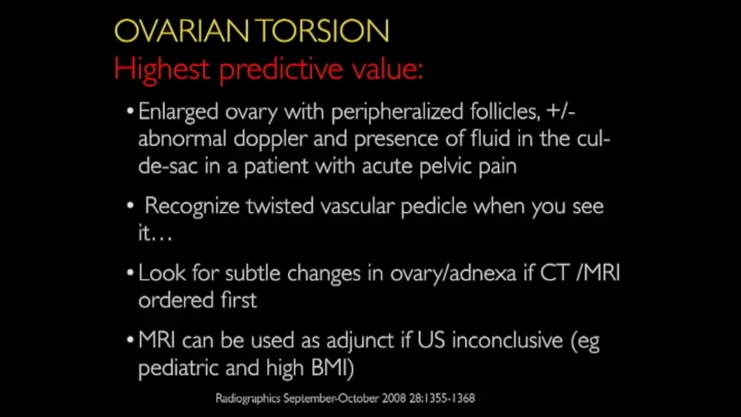So really, with the ovarian torsion, highest predictive value is enlarged ovary with peripheralized follicles. There could be plus minus abnormal Doppler and presence of fluid in the cul-de-sac in a patient with acute pelvic pain. Recognize with twisted vascular pedicle when you see it, and do look for it. And look for subtle changes on the CT and MRI if they are ordered first.